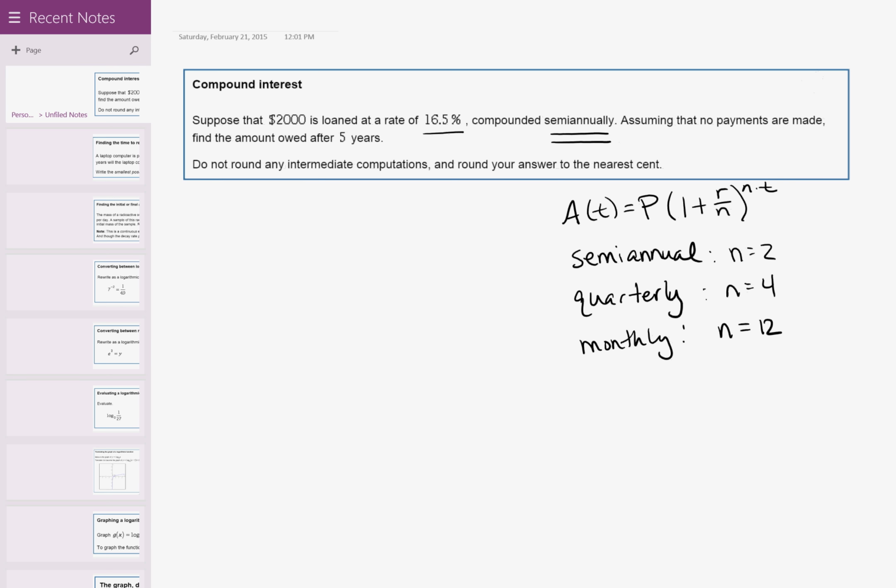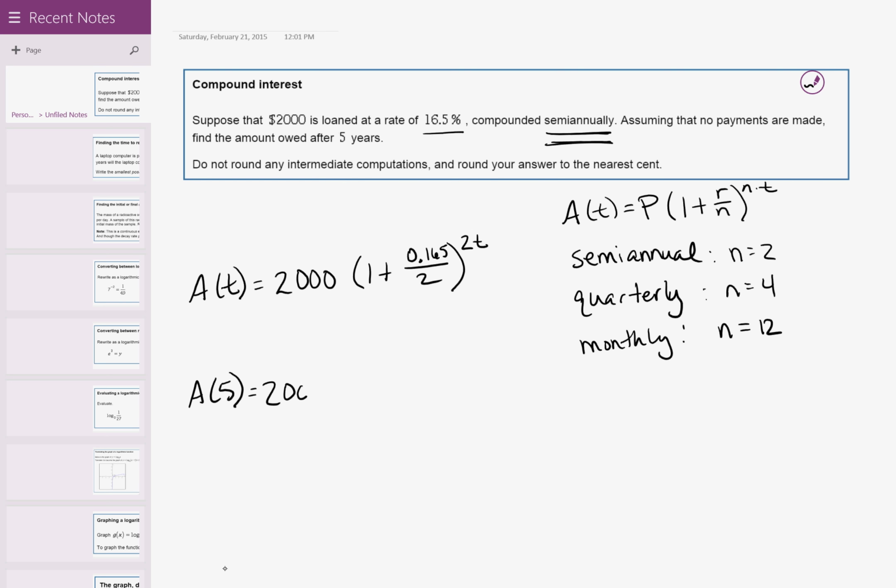So I am given that my initial principal is $2,000, and then I have 1 plus 0.165, you still have to be able to convert a percent to a decimal, over 2 to the 2t. Because this is semi-annual, n is 2. And I want to find the amount owed after 5 years, again, assuming that no payments are made, which is a bad way to conduct your business.